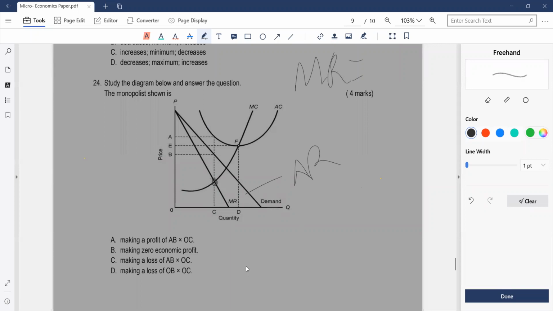Remember, MR equal to MC is your profit maximizing point. If you go up at that point, what you start meeting is the demand curve, meaning that your revenue is equivalent to OB times OC. This part is your revenue. Then your total cost is actually more because it goes to A, so your total cost is OA times OC. So this one becomes the loss that you are receiving. Answered? Okay. All right.